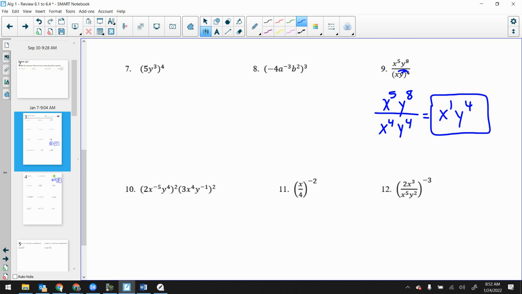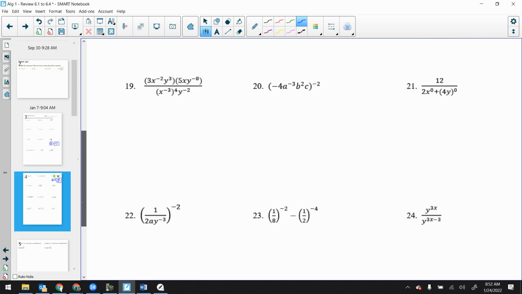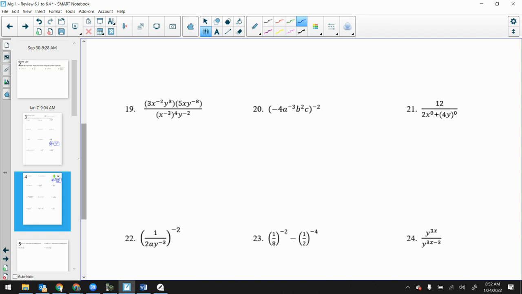What other questions would we like to go over? Gio? 19. 19? Yeah. Now, I got to be honest, I would not put one this difficult on the quiz tomorrow. This is kind of like an extension problem. Just try to challenge yourself a little bit. This would not be on the quiz tomorrow, but here's how we would do it. 3 times 5 gets us 15. X to the negative second times x to the first.